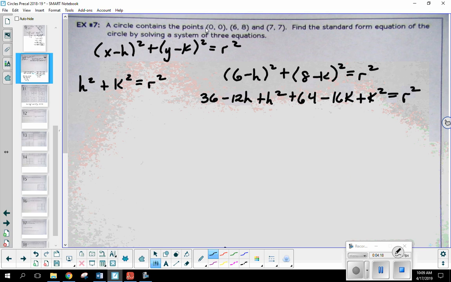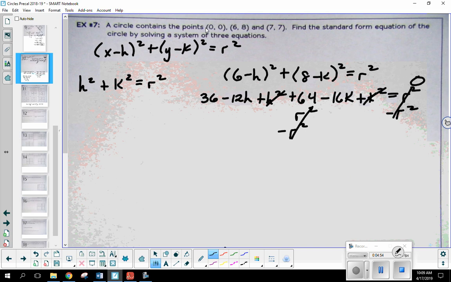But now we have a couple of like terms, and you'll notice because of the first equation, we know that h squared plus k squared equals r squared. So I could take the h squared plus the k squared and replace it with r squared, and you'll notice what's going to happen if I move one r squared to the other side. I'd go ahead and subtract it, right? So this just equals 0.